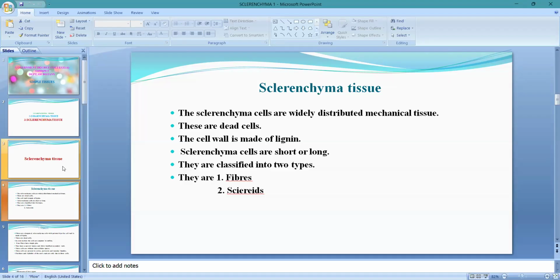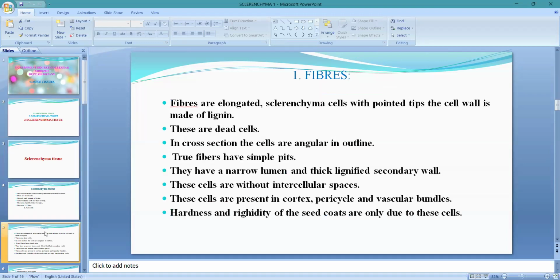Usually sclerenchyma cells are dead, without protoplast. These cells are generally divided into two types, that is sclereids and fibers. Generally fibers are long slender cells, while the sclereids are short isodiametric cells, but intermediate forms also occur. Okay, coming to the next slide, that is fibers.